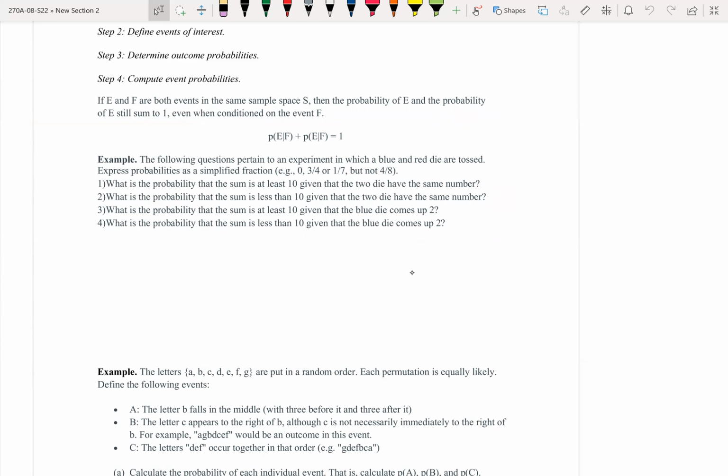Does anyone have anything to add, any comment, any question? Is everything clear?